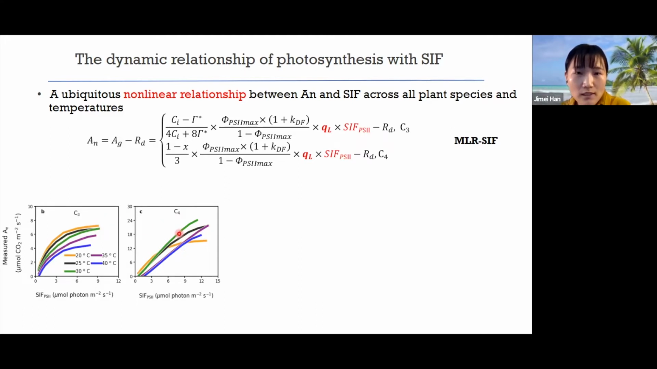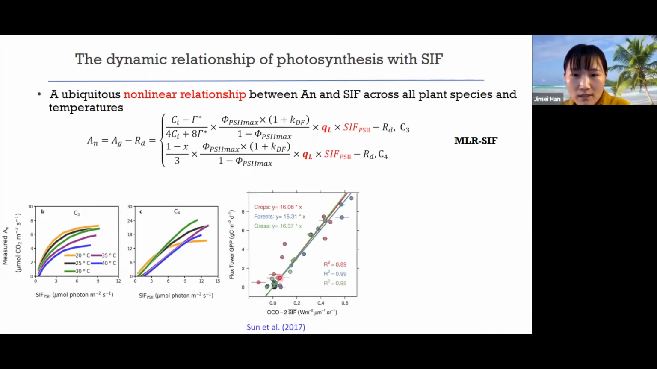This nonlinear relationship is not consistent with the patterns reported at the canopy level, which show a linear relationship between SIF and photosynthesis. That is because at the canopy level and beyond, the canopy structure or the leaf area index dominates the relationship between SIF and photosynthesis. But this linear relationship tends to break down at shorter time scales.